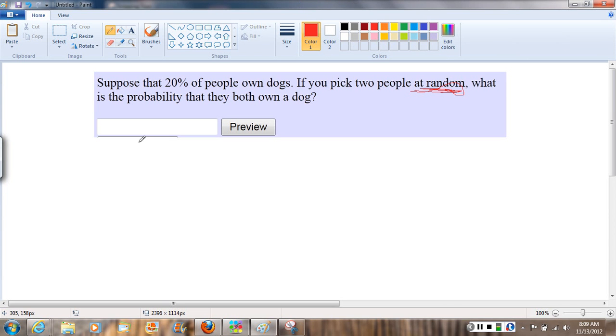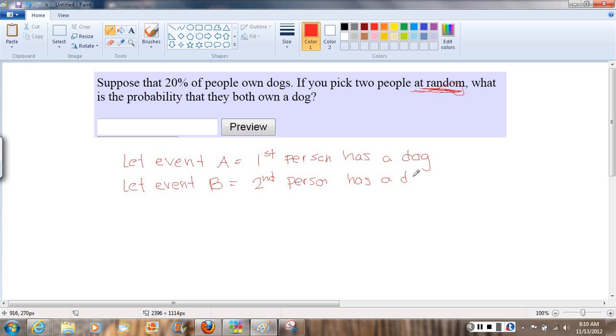So we could think about events here. We could say let event A equal the first person has a dog, and let event B be that the second person has a dog. And notice the question tells us the probability of event A, the probability that the first person has a dog, is 0.20, and the probability of event B, that the second person has a dog, is also 0.20.